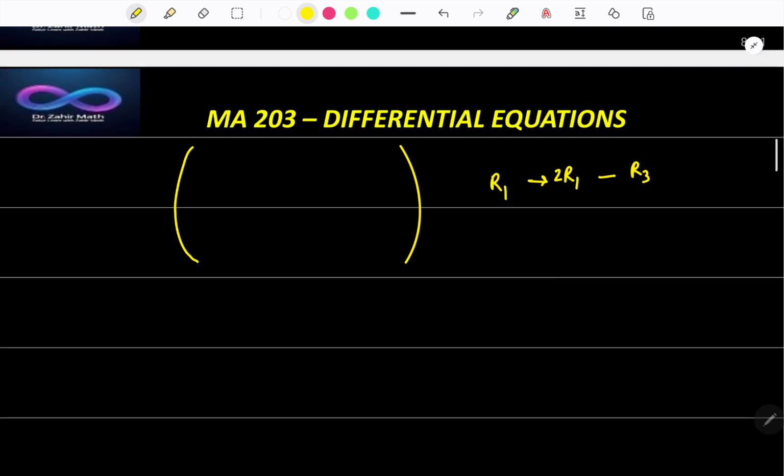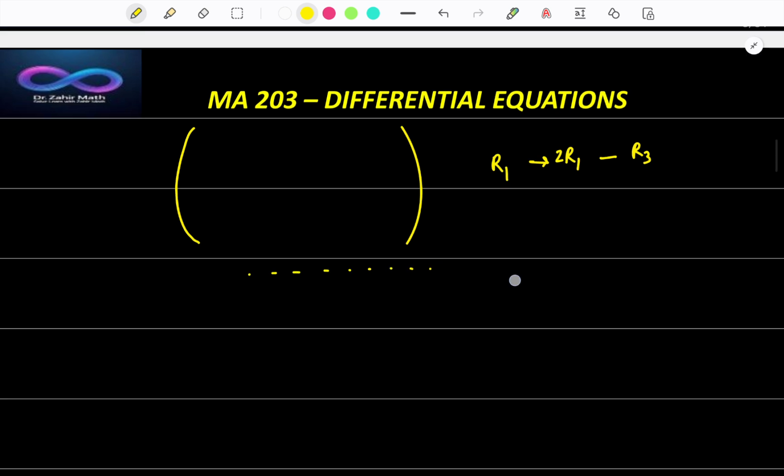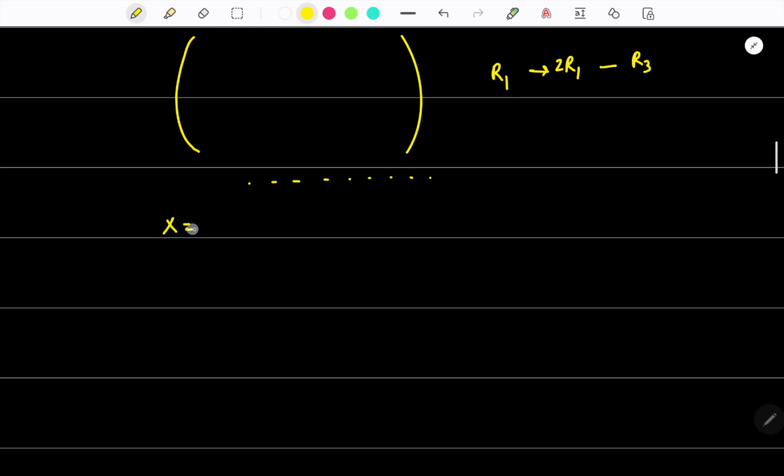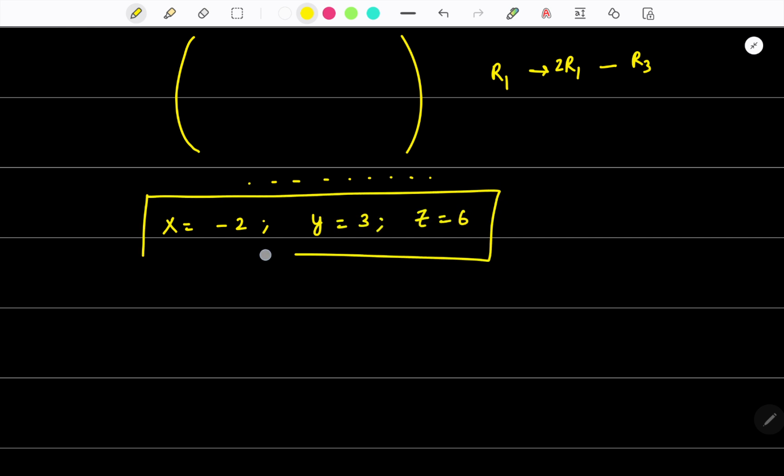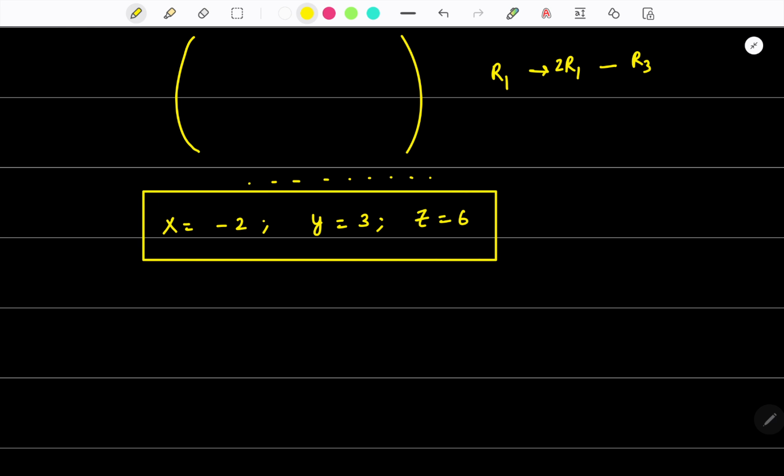I'll stop it in this middle, right? I'm not going to do it. So I'll give you the final answer. X equals minus 2, y equals 3, and z is equal to 6. Okay, you can also check in the calculator what's answer, right? So this is your part. It is so easy. You can finish this in 5 to 10 minutes in the examination.